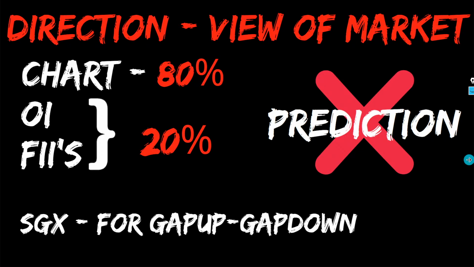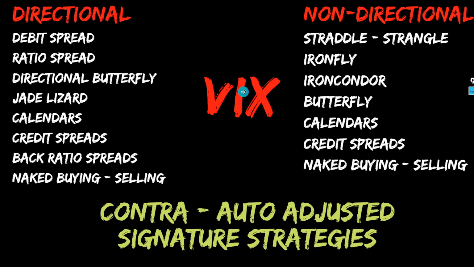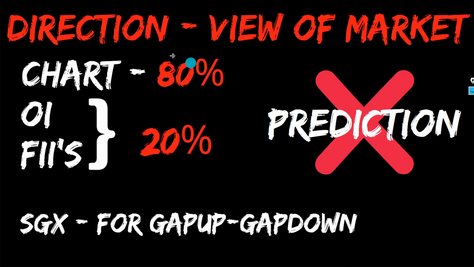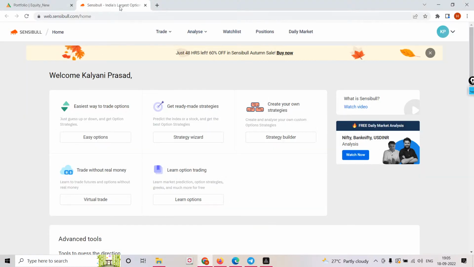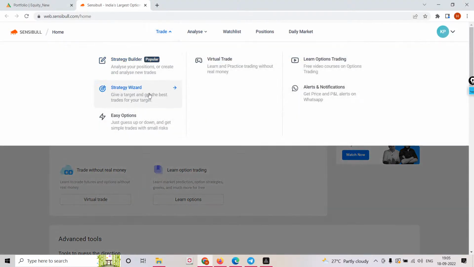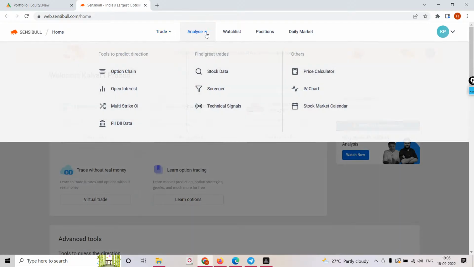So, we have 23 participants. Let me move to the next screen. Before we jump onto the screen, first I will take you to see what the chart says, what the open interest and FIS say. Let me take you to Sensible. First we'll see what the open interest is, very quickly. We'll not spend much time.